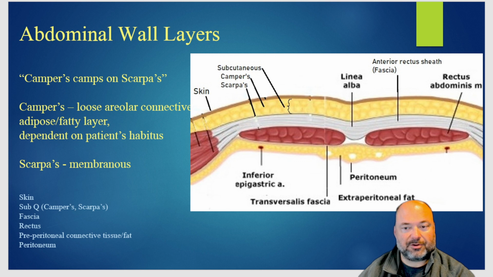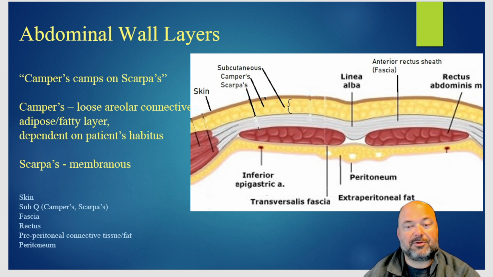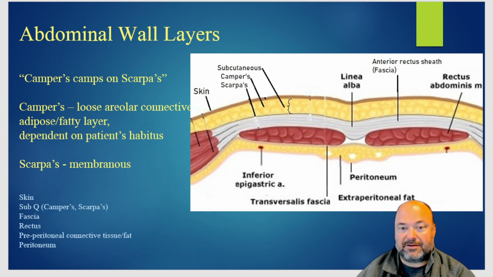Wait, abdominal wall? Why are we talking about that? It's always a good idea to talk about abdominal wall anatomy. A review of that never hurts. So let's talk about the layers we go through. Skin, subcutaneous tissue here, and remember, Camper's over Scarpa's. We've got our fascia here, rectus muscles, which we are separating in the midline here, and then peritoneum that we enter here.